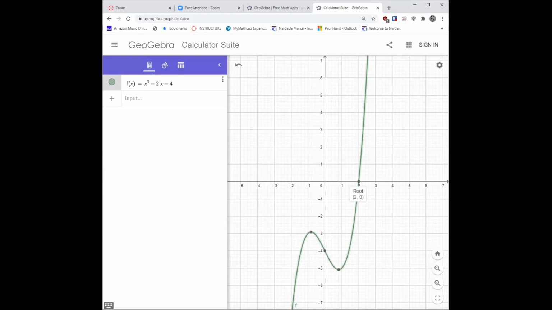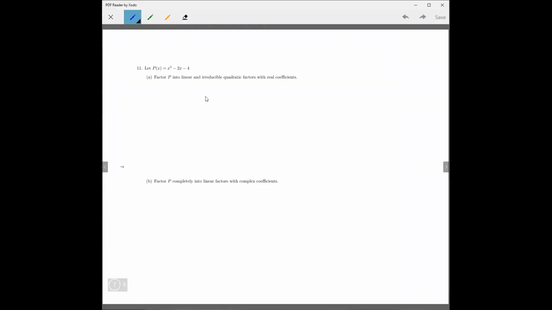Okay, so 2. Let's go back to the problem, and based on the information that we just got, it looks like 2 is very likely a 0. So we've got to put this in.